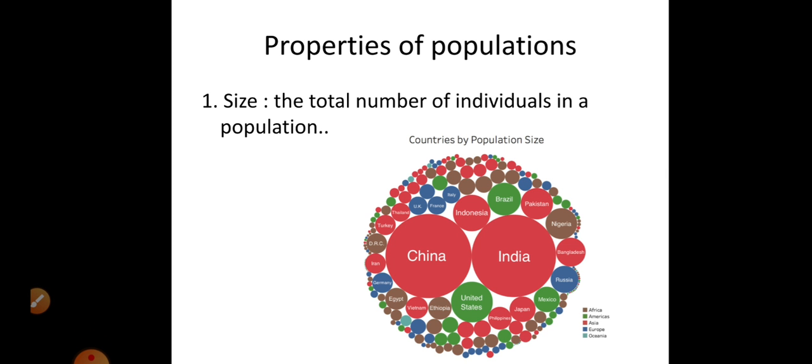First of all, we have specific properties for a population. The first property is the size of the population. What's the meaning of size? It means the total number of individuals in a population, the number of individuals that are found in this population.